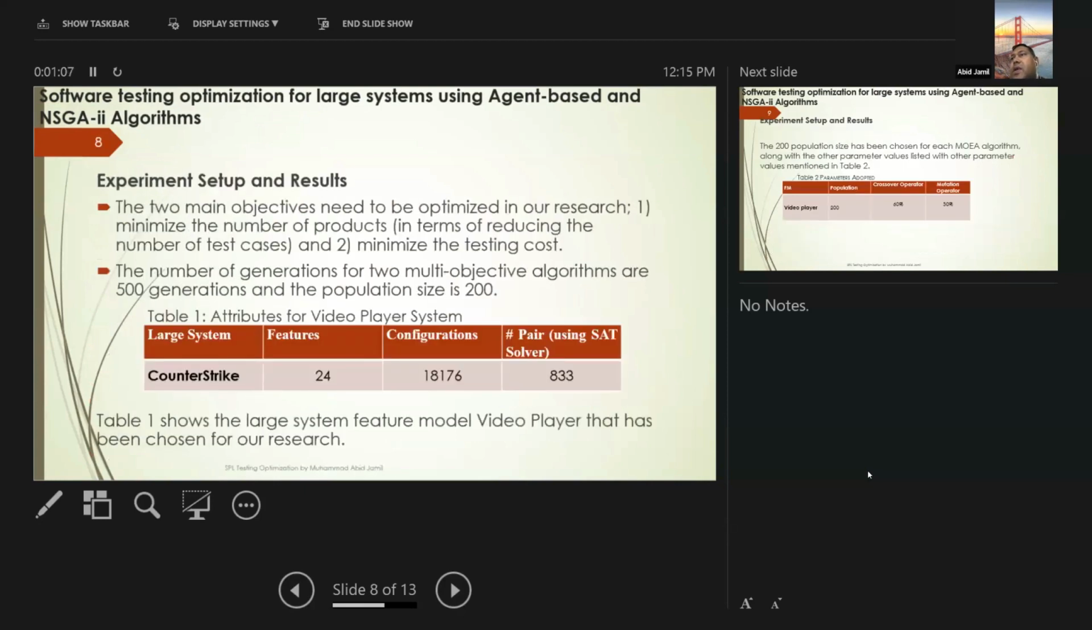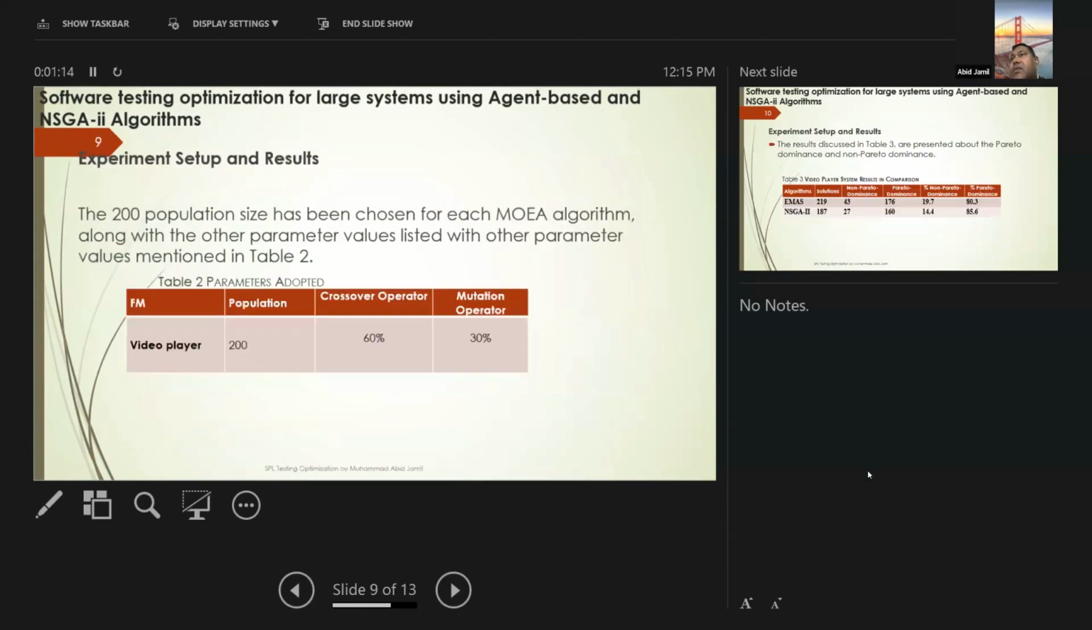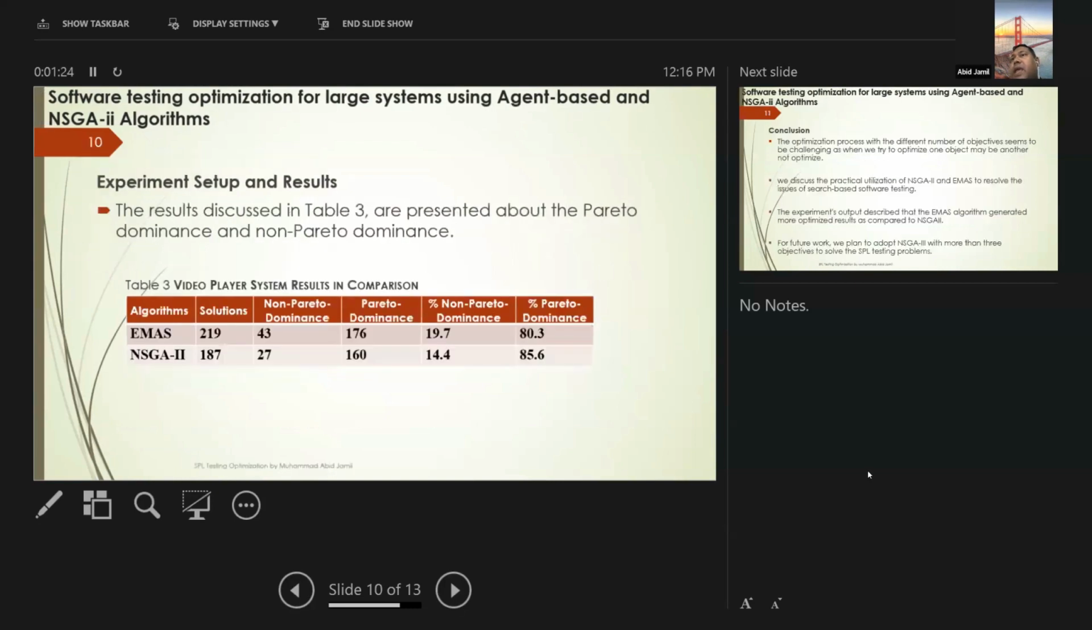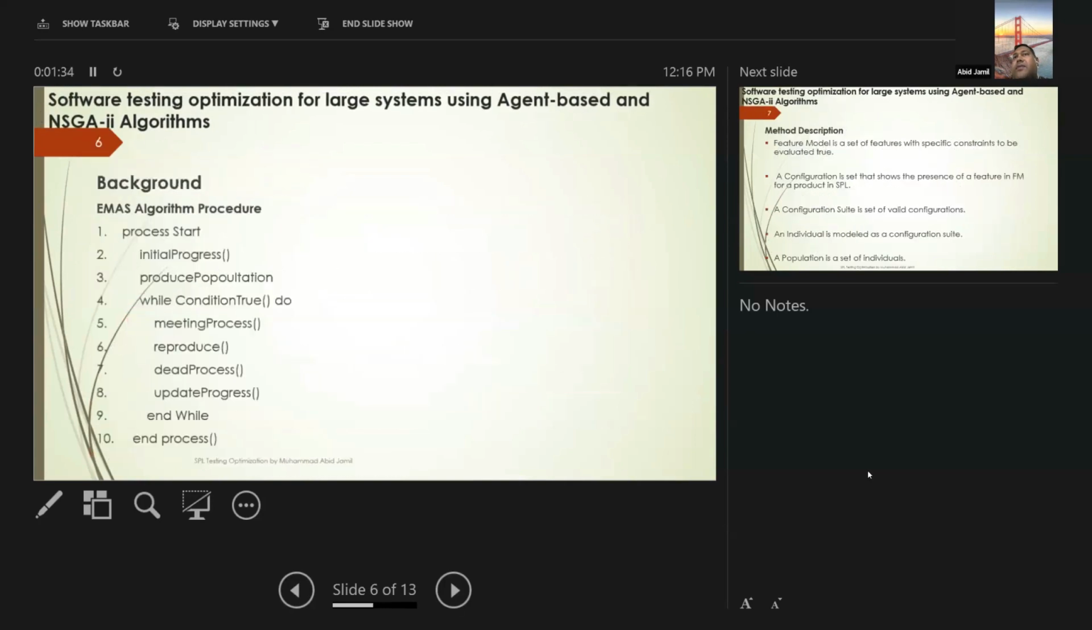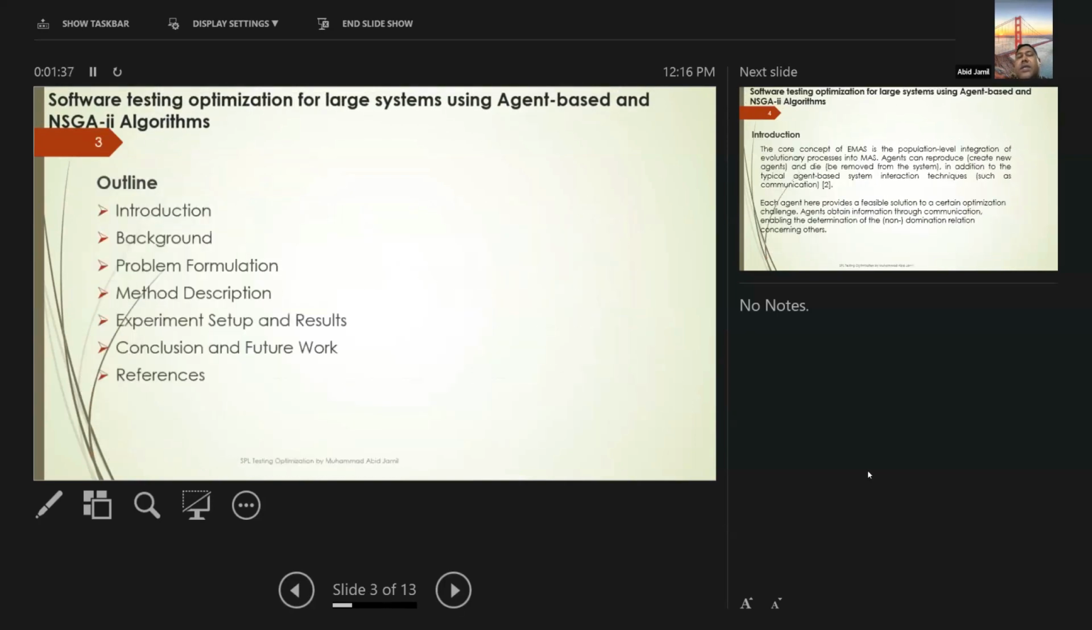Okay, so here we have different multi-objective algorithms. In this article we use the multi-agent system evolutionary technique on these large systems to make the testing process optimized. Okay, so let's move to slide number 3, where I mention the outline of today's discussion. Then slide number 4, there is an introduction.